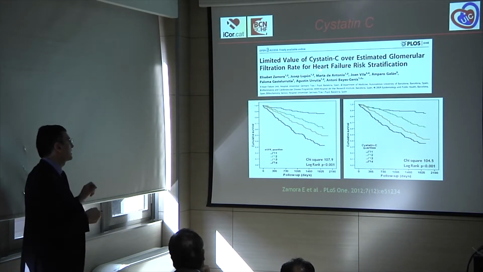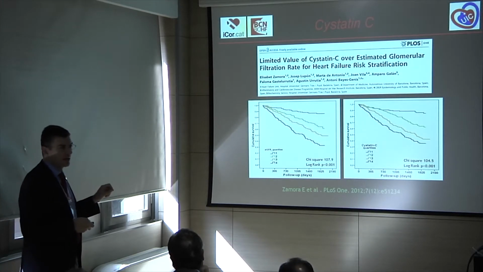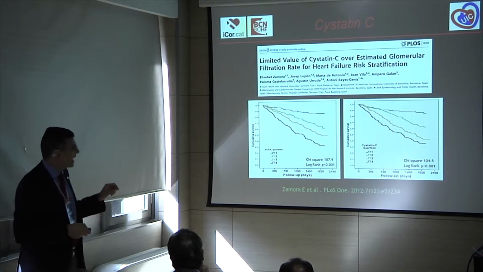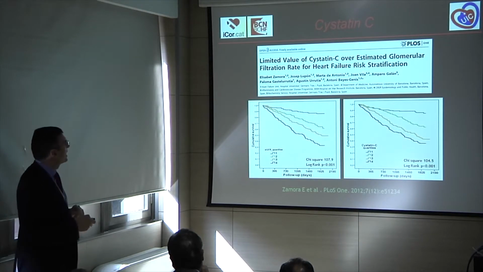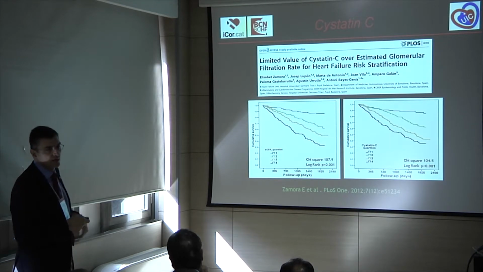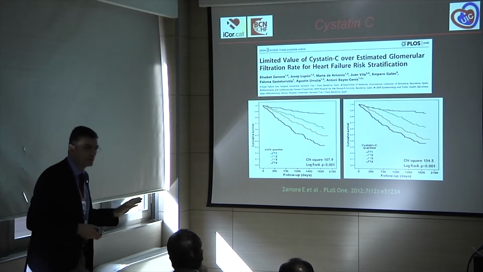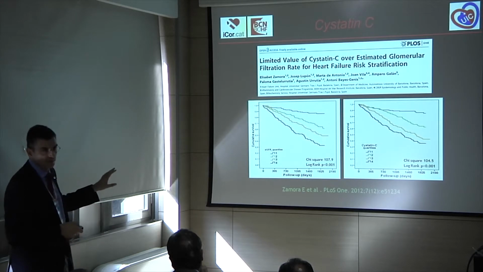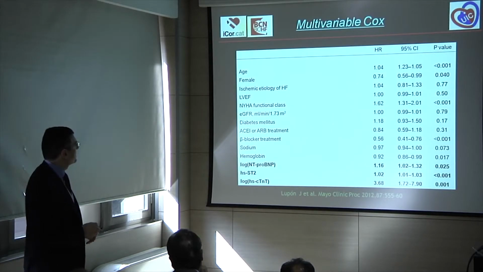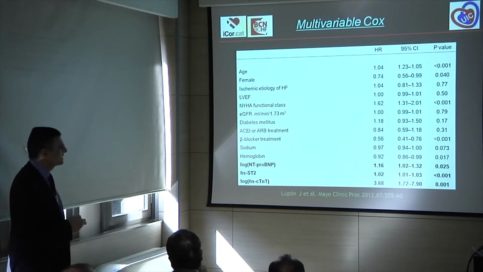So this is a marker that has a cost that we do not do regularly as opposed to eGFR, and the value is very limited. So my suggestion is that we need to reduce costs. Let's keep it simple. Let's go to eGFR. This is the multivariable model in the calculator.